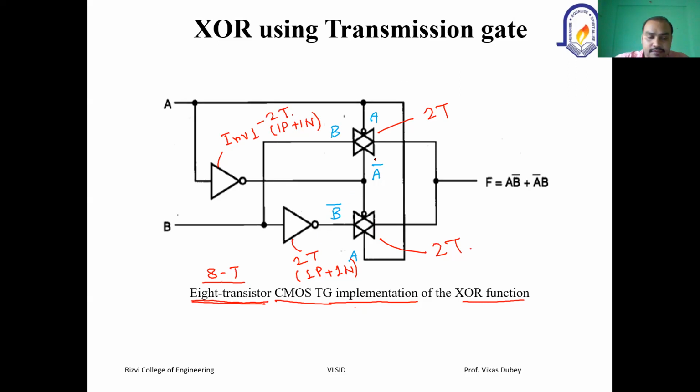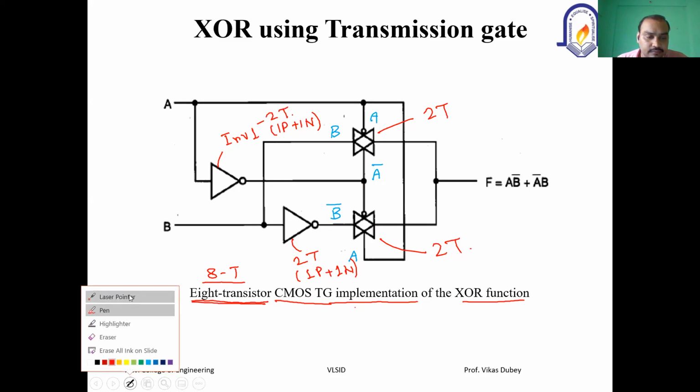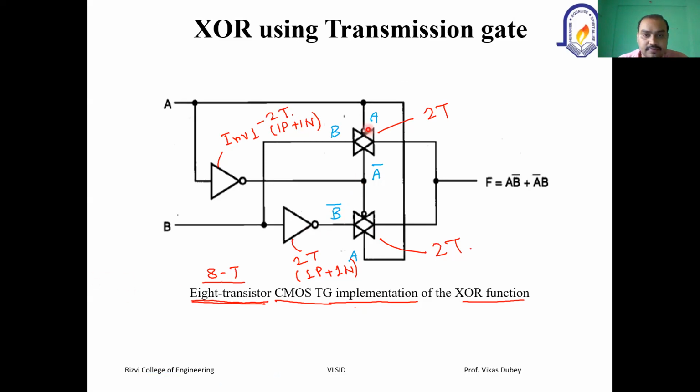So you can see here how it is 8 transistors. Now for the 2 transmission gates, one transmission gate is this one. Obviously this is your PMOS and this is your NMOS. So 2 transistors for one transmission gate, similarly 2 transistors for another transmission gate. So these 2 become 4 transistors. Then we have the inverters also.